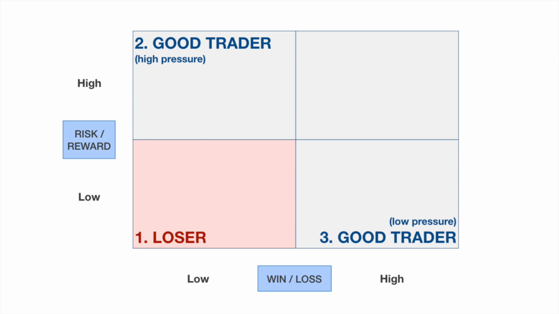It's the total opposite of case 2. You are still a good trader, but in case 2 we had high pressure. In this case we have low pressure. It's a very relaxed approach. And the last category is going to be the one with high risk reward and high win-loss.